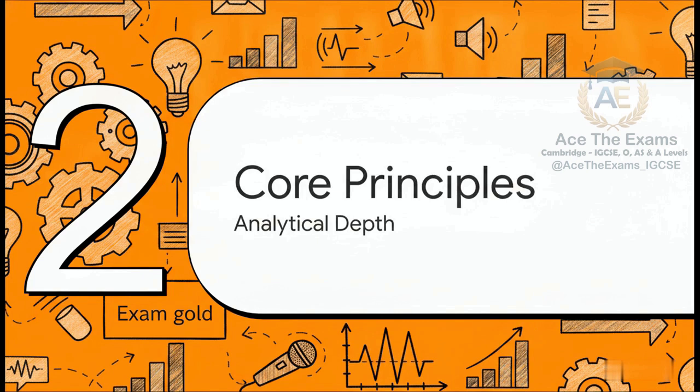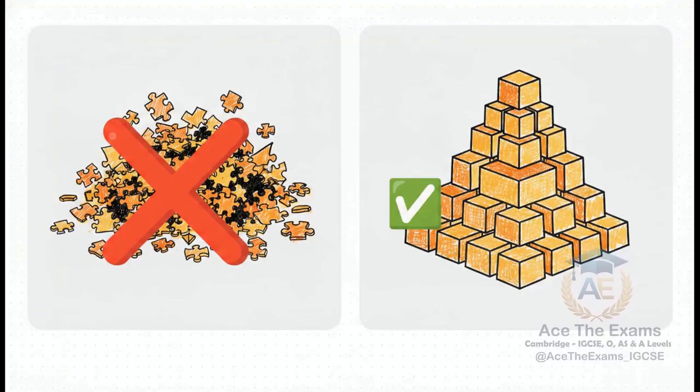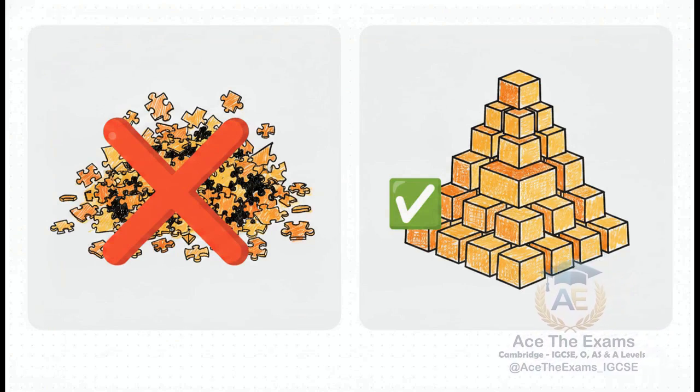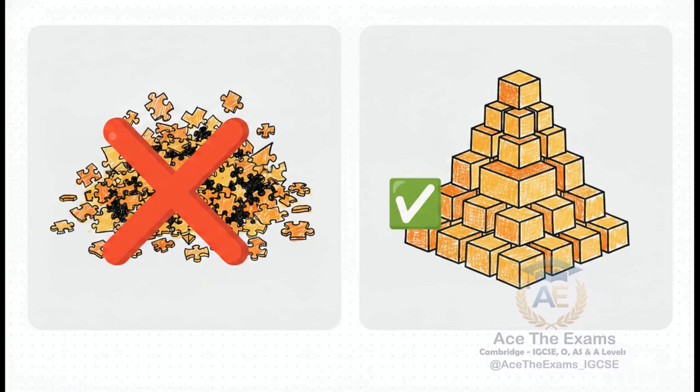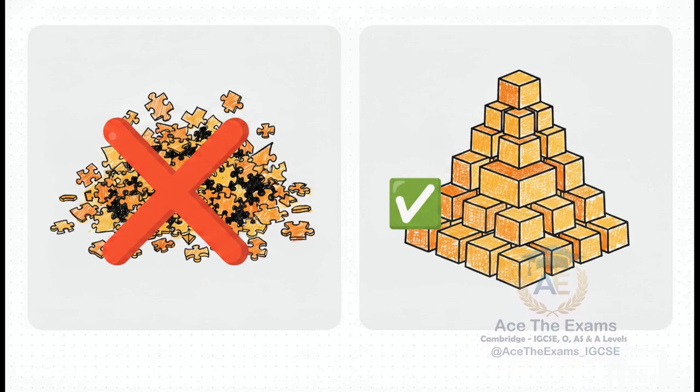This is the theoretical architecture required to actually score high marks. We need to draw a very sharp contrast here between superficial breadth and analytical depth. This right here is the fundamental difference between an average candidate and a top-tier candidate. Let's go back to our two students, Alex and Sam, and watch a little transformation.